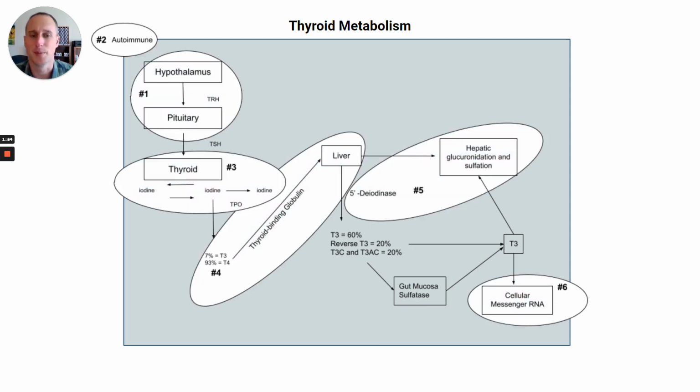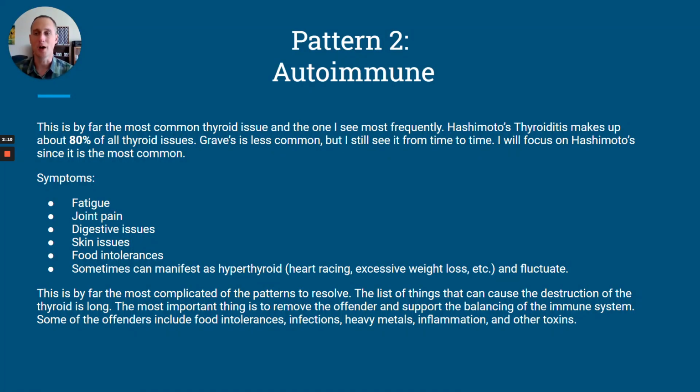So here is my 6 patterns. You might have seen this in the first video. Up in the left-hand corner is number 2. That's the autoimmune. And so that's our main focus today, but you can kind of see a little bit of where we're going with future videos. So autoimmune, like I said, 80% of most thyroid issues. I'm going to focus on Hashimoto's. That's by far the most common, but Graves is still there.